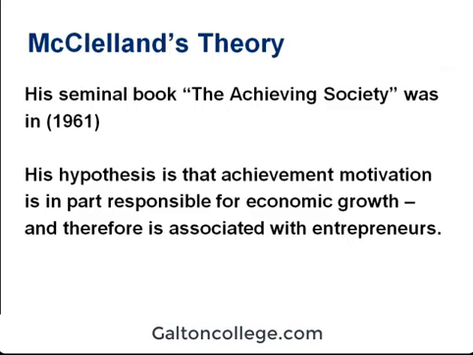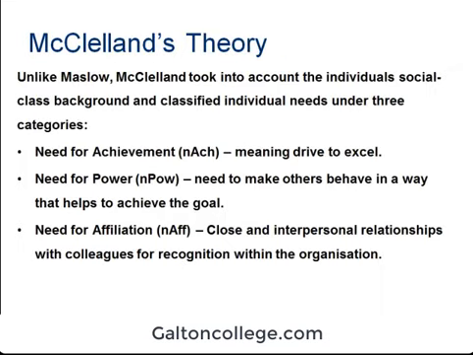McClelland's theory, written in his seminal book, The Achieving Society. His hypothesis is that achievement motivation is partly responsible for economic growth, and therefore it's associated with entrepreneurs. So McClelland sees this as partly entrepreneurial. Unlike Maslow, McClelland took into account individual social class backgrounds and classified individual needs under 3 categories. So we've moved from Maslow's 5 down to McClelland's 3.